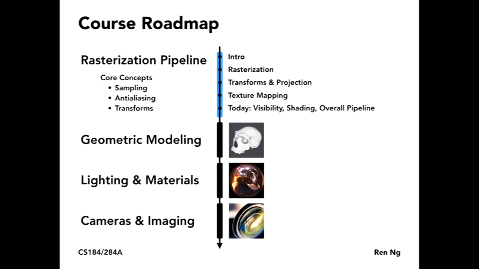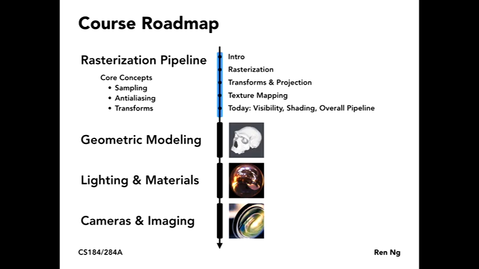We've been talking about the rasterization pipeline. We talked about rasterization of triangles, transforms and projections, camera modeling, perspective map projections. We talked about texture mapping and how to think about that as sampling with its own set of aliasing and filtering engineering requirements. Today we're going to talk about visibility, shading, and how they go into an overall rasterization, GPU-like or historically GPU-like pipeline.